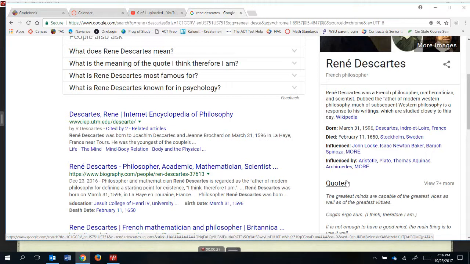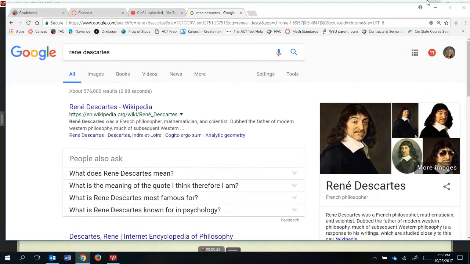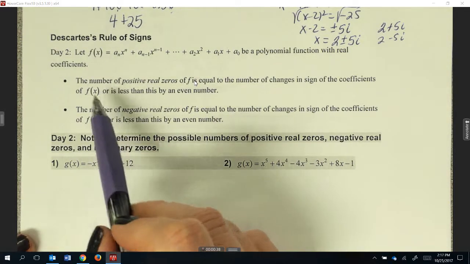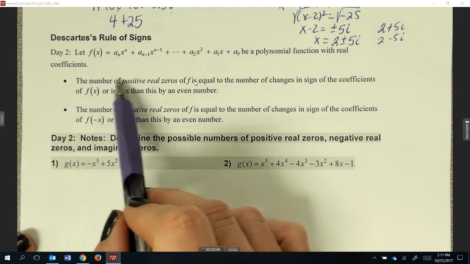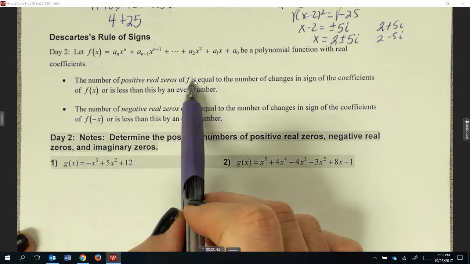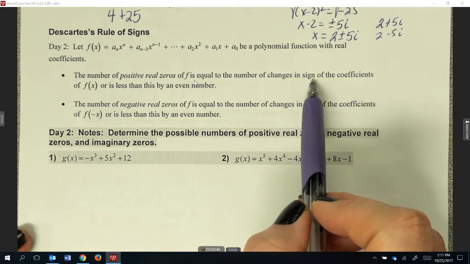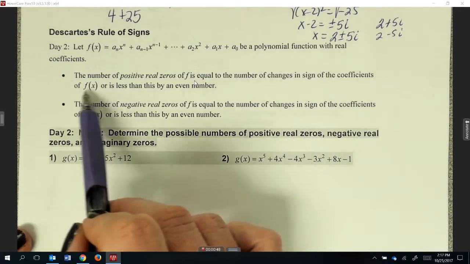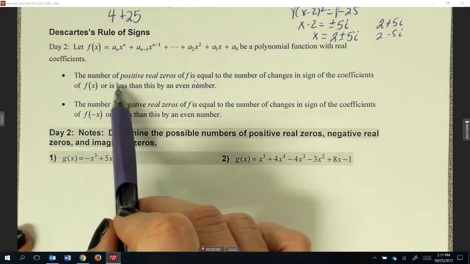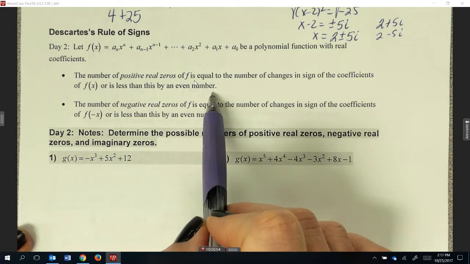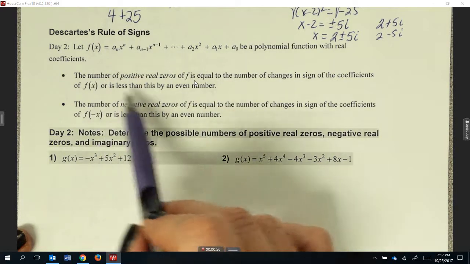And the specific thing that we're going to be looking at is his rule of signs that he came up with. He actually discovered this when he was working on polynomial functions. So what he noticed was that the number of positive real zeros in any function is equal to the number of changes in sign of the coefficients of f of x, or will always be less than this by an even number. Okay? That's kind of a lot to take in.